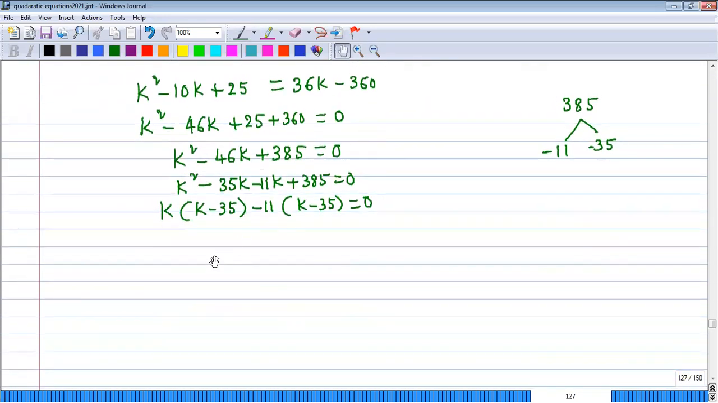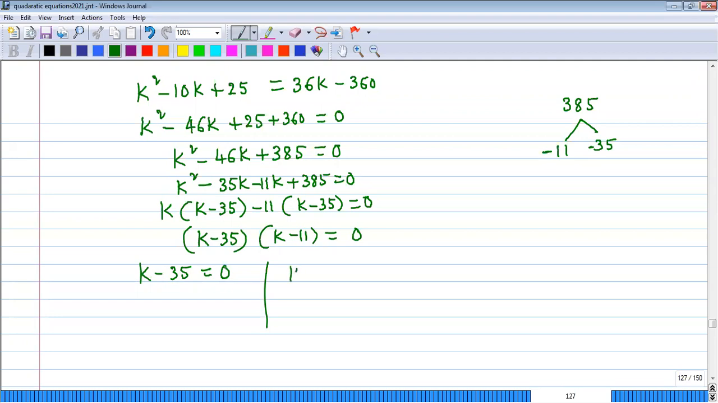So what do you get now? (k minus 35) into (k minus 11). K minus 35 equals 0, k minus 11 is equal to 0. K is equal to 35, k is equal to 11. Therefore, k is equal to 11 or 35. Absolutely correct.